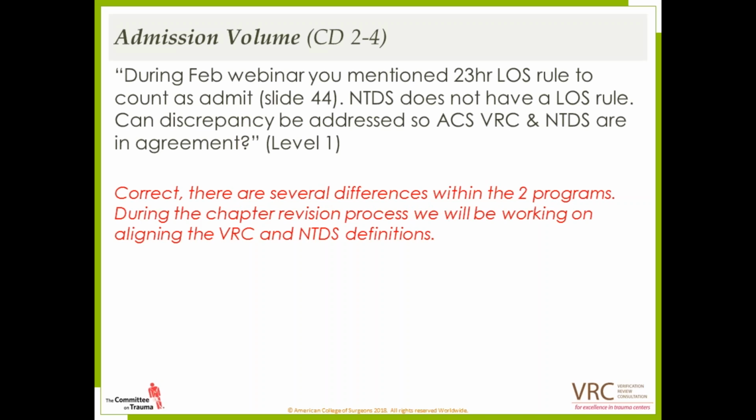I so truly agree with this. We are working on aligning our definitions. As I mentioned in the previous slide, we are aware that there are some distinct differences in what we're calling an admission possibly, as well as an interfacility transfer. I know those two keep coming up over time, so we are definitely working, or I should say VRC and NTDS are working, to align our definitions during the revision process. So please keep that in mind and stay tuned.